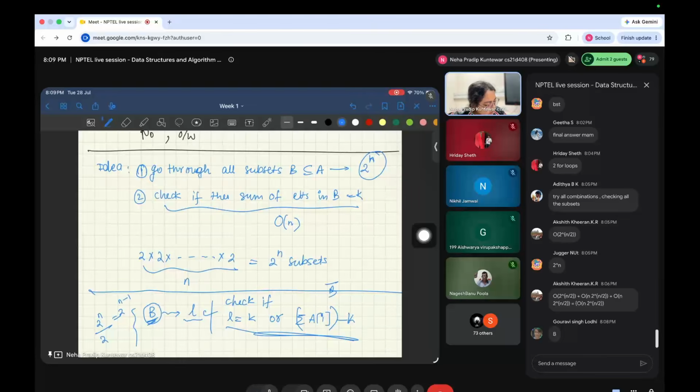But I hope this idea was clear. So we are removing complements from the loop. Okay, but this is not as good as we wanted. It's a slight improvement. So can we do something better?